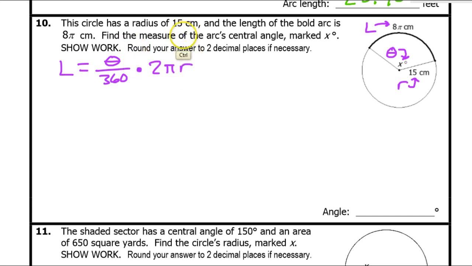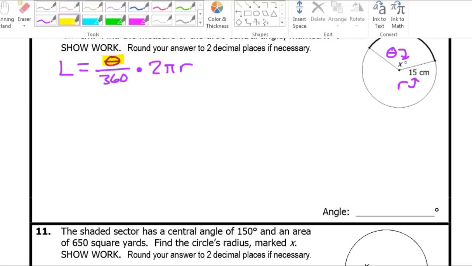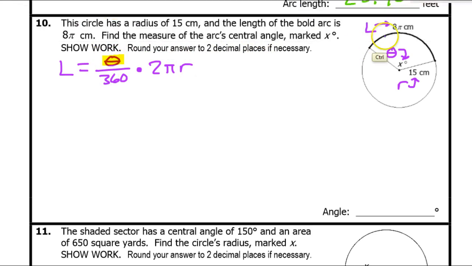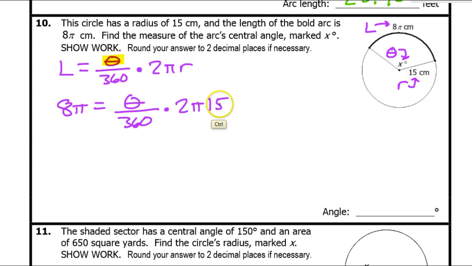And we're being asked to find the measure of the central angle. So we're looking for theta. So let's substitute in what we have. L is 8 pi, so we'll have 8 pi right there. And then we'll just have to leave theta, because that's what we're looking for. And then it's going to be times 2 pi r. So that'll be 2 pi 15.